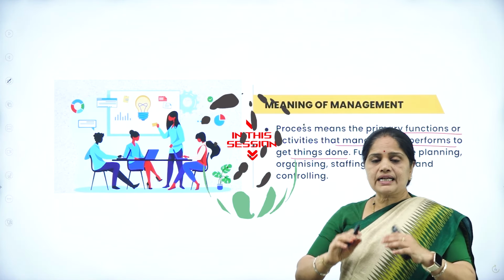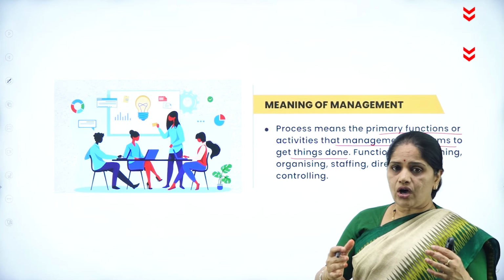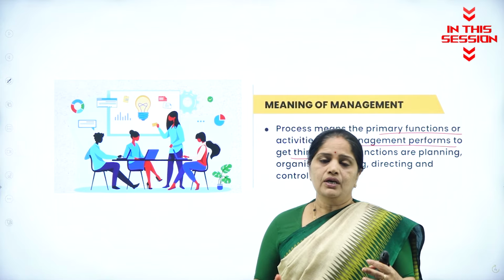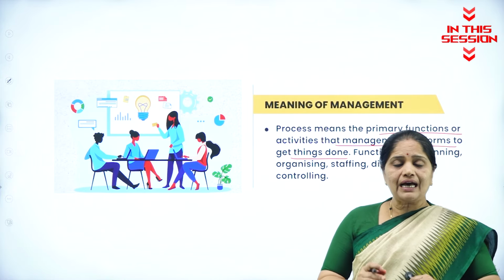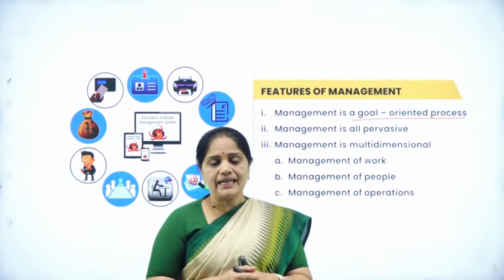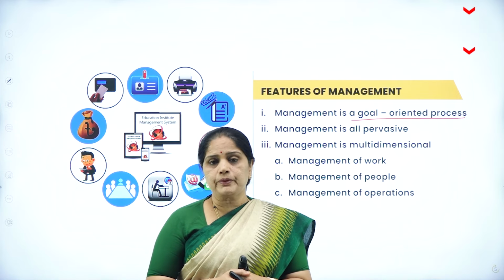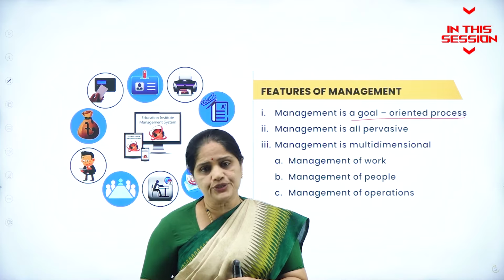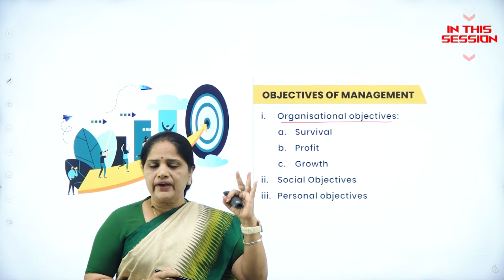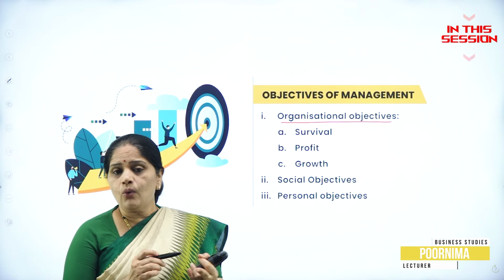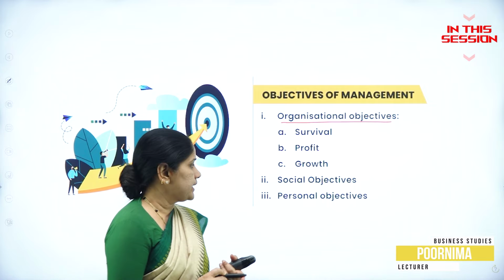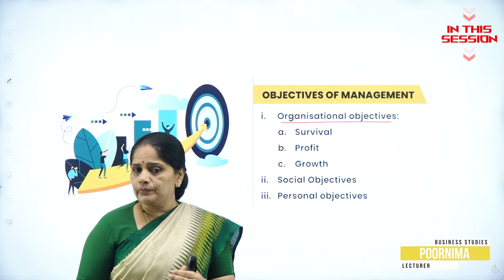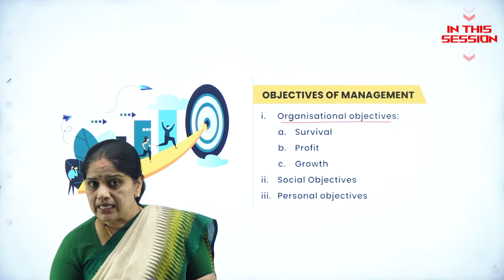Management is nothing but getting the things done through others, or it is working through other people. So you don't do the job, you make others work on behalf of you. Management is called a goal-oriented process because management activities are directed towards achievement of the goals. Totally, we have three objectives for management. One is the organizational objective, second one is the social objective, third one is the personal objective.